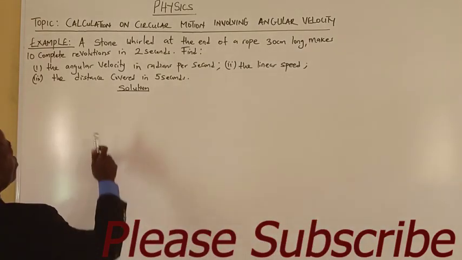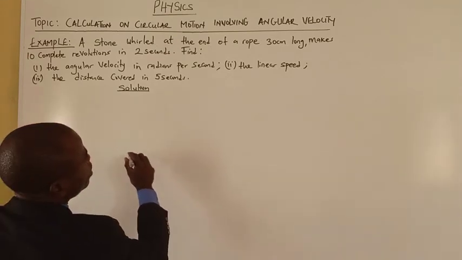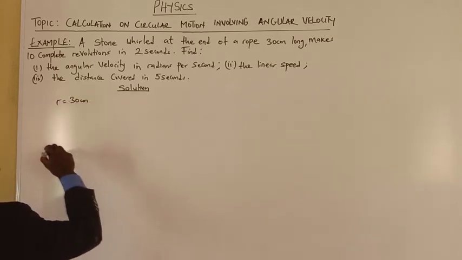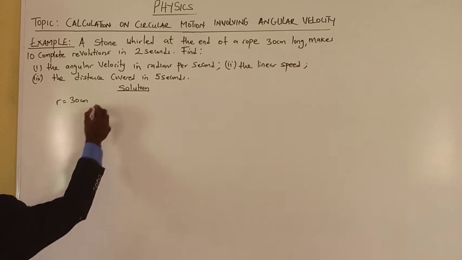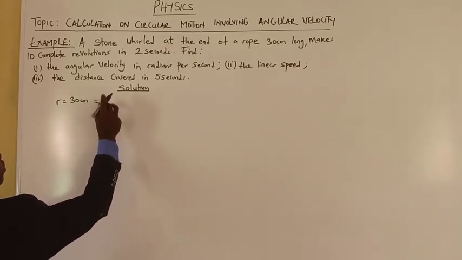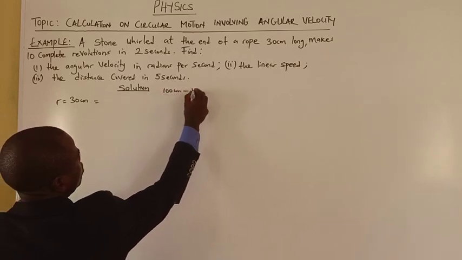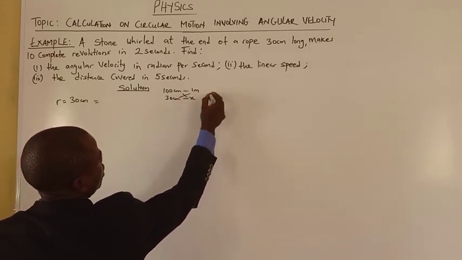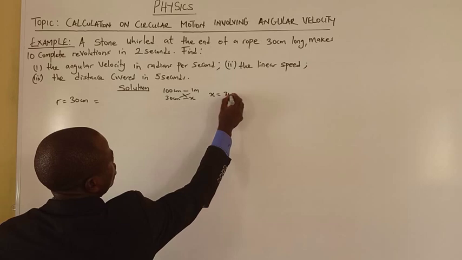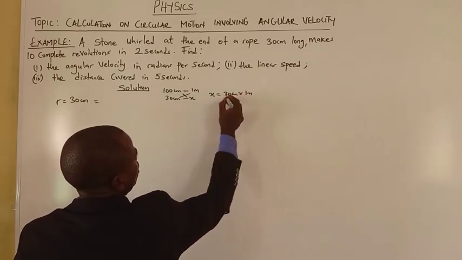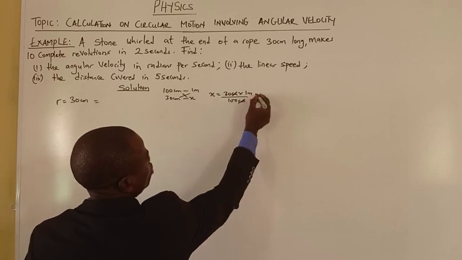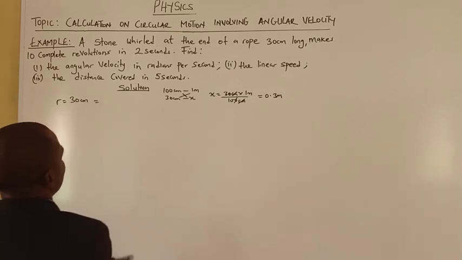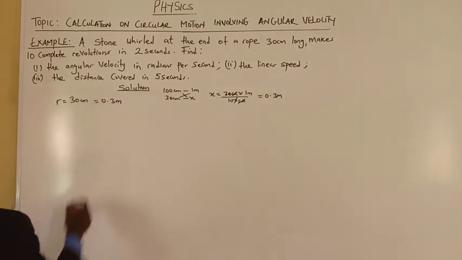Okay, now let's see. A stone tied at the end of a rope 30 centimeter long, so your r is 30 centimeter. Convert it to meter; don't forget that 100 centimeter make 1 meter. So 1 meter is to 100 centimeter as x is to 30 centimeter; you cross multiply, x equals 30 centimeter times 1 meter over 100 centimeter. Centimeter cancels centimeter, that's where we have your meter. Zero cancels zero, you have 0.3 meter. Is that okay? That's equivalent to 0.3 meter.